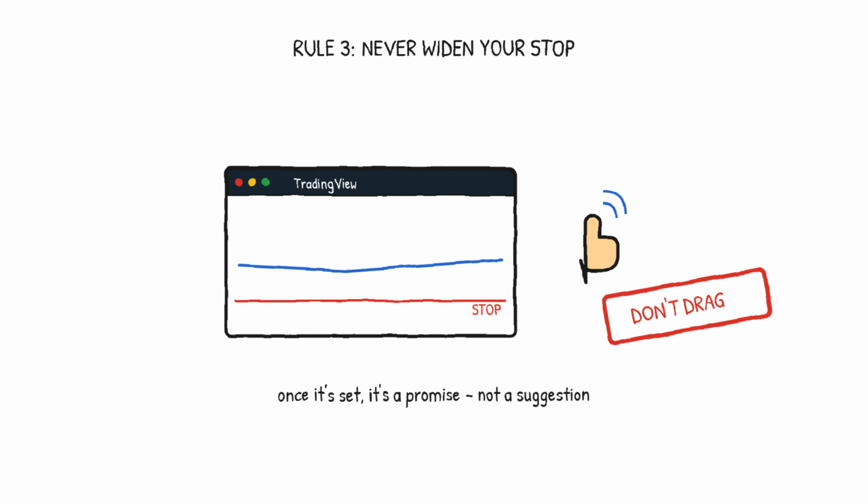Rule 3: set your stop and never widen it hoping. TradingView lets you place a stop right on the chart. Once it's set, it's a promise, not a suggestion. Beginners blow up by dragging stops and praying. Don't. Let's walk a full example on the chart.